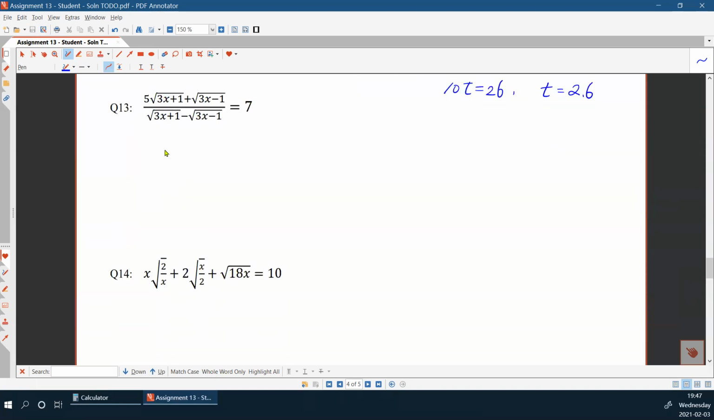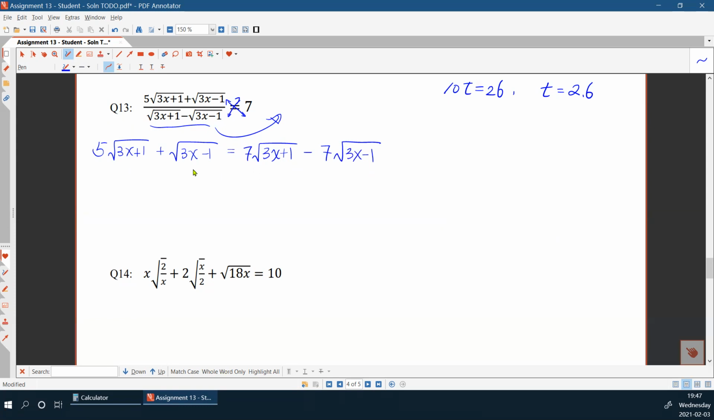Okay, next one. All right, next one, note that we can use a cross multiplication method for the first step and move these to the right-hand side of the equation, right? If we do that, we can try to cancel something. So first of all, let's use a cross multiplication method. This gives you 5 times square root 3x plus 1 plus square root 3x minus 1 equals 7 times this, right? This gives you 7 times square root 3x plus 1 minus 7 times square root 3x minus 1, right?